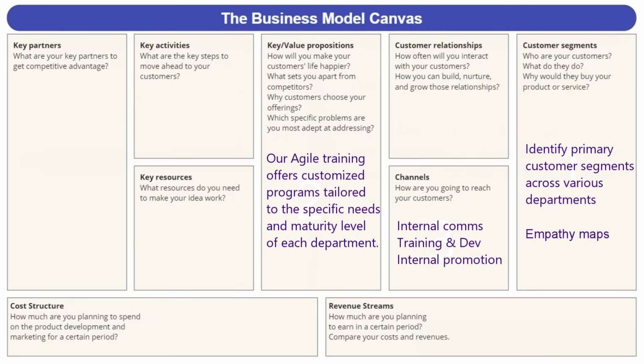We then move to customer relationships. And here you will need to think about how you can build, nurture, and grow those relationships. Now, this can be automated and transactional, or it can be more personal. For our example here, for our training initiative, we can have collaborative partnership that's working closely with organizational stakeholders to understand needs, tailor training programs, and ensure alignment with organizational goals.